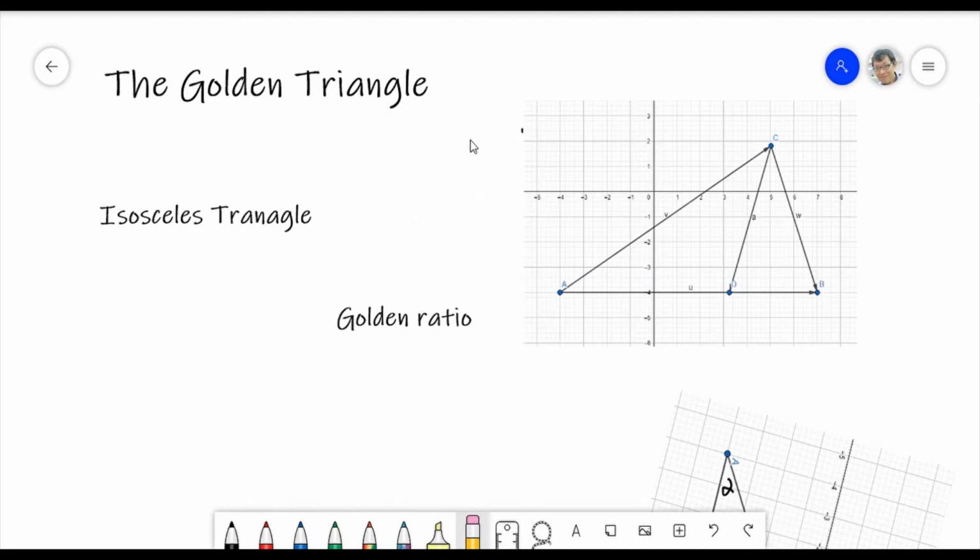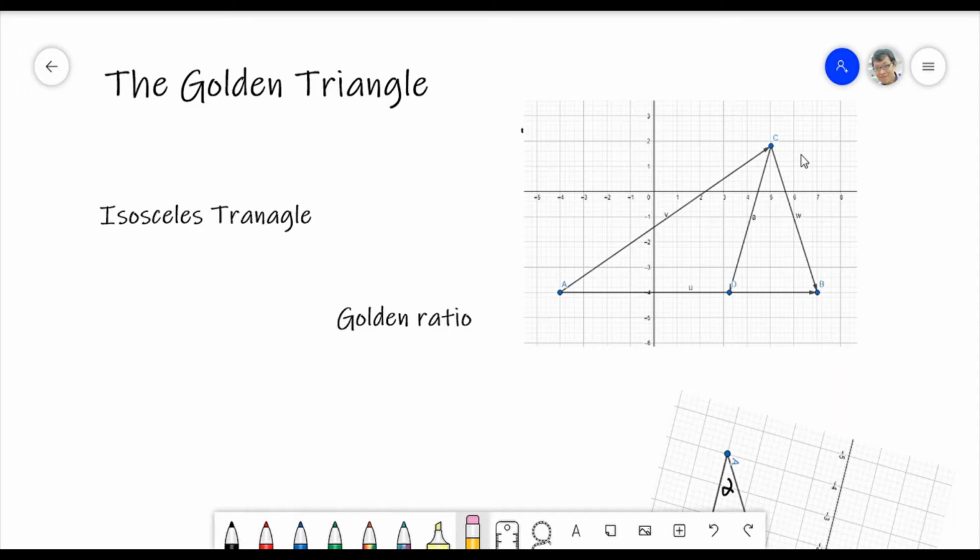Okay, so first, when we say the golden triangle, we base it on this triangle ABC. The golden triangle first is an isosceles triangle, which means two sides of the triangle are equal in length. Looking at ABC, AB and AC are equal. This is the first requirement of the golden triangle.